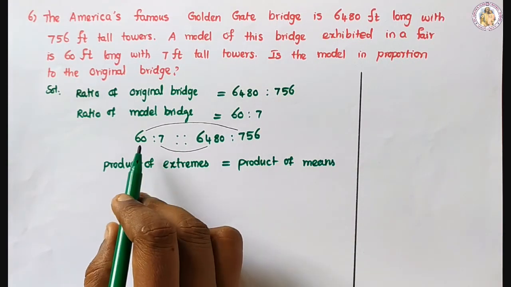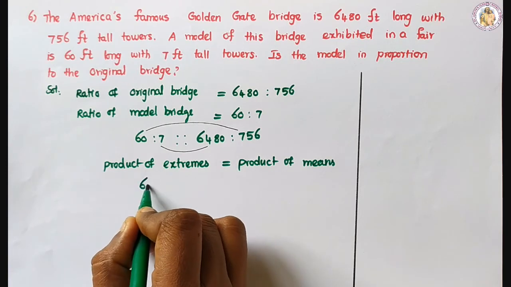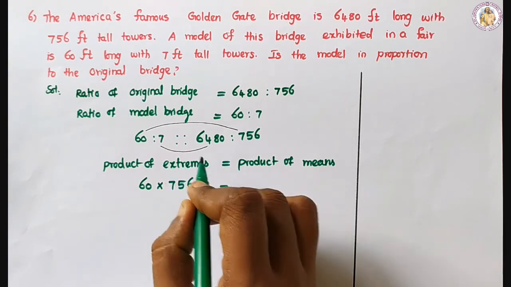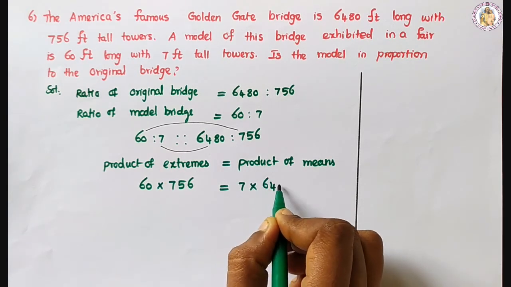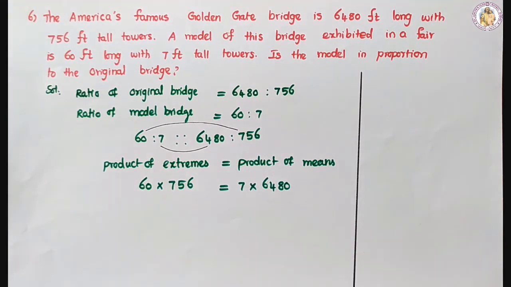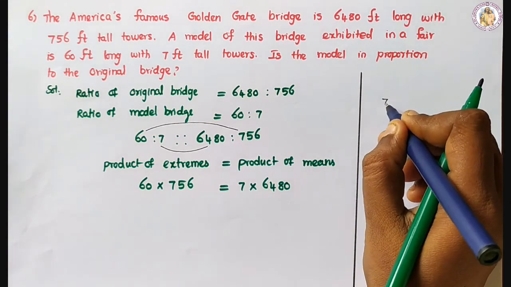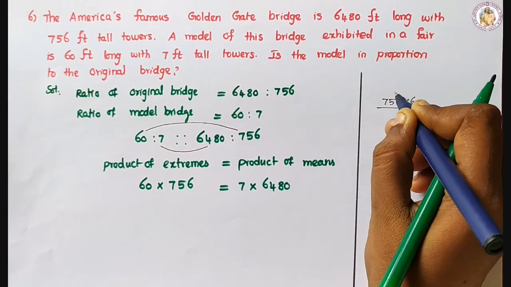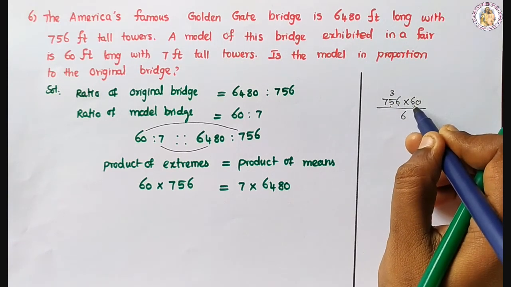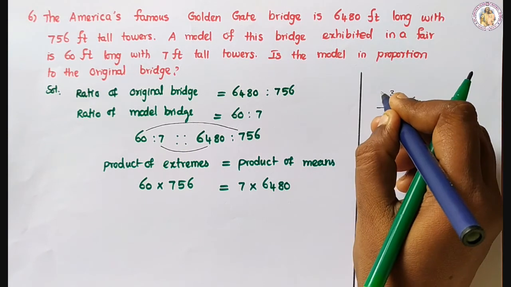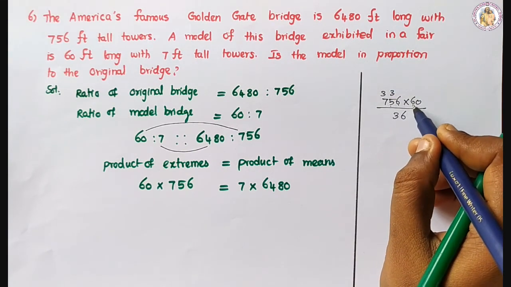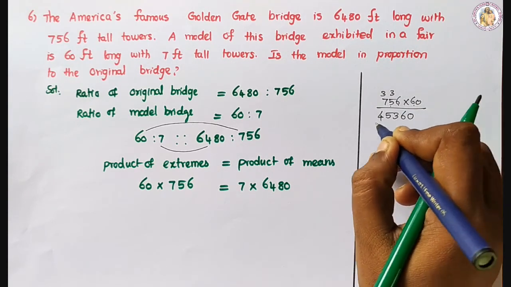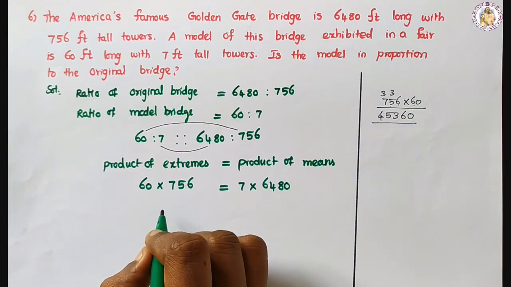Here product of extremes means 60 into 756 equal to 7 into 6480. Multiply these two numbers. 756 into 60. 6 6 are 36. Carry over 3. 5 6 are 30. Plus 3 33. Again 3 is carry over. And 7 6 are 42 plus 3 45. Put the 0 means we get 45,360.